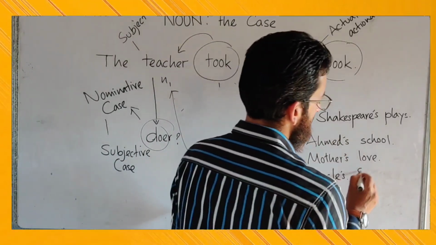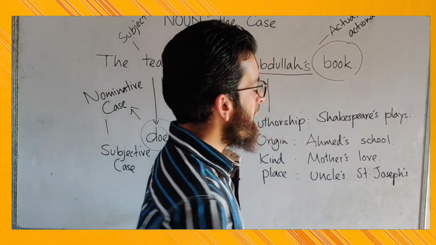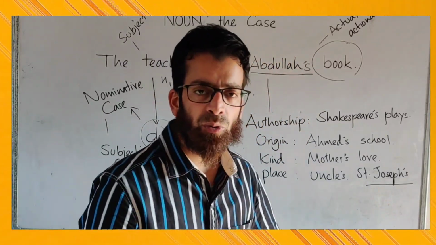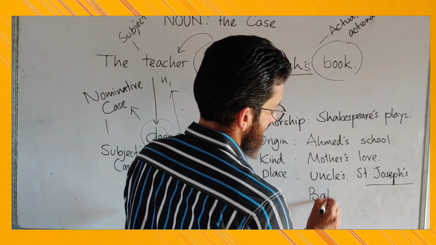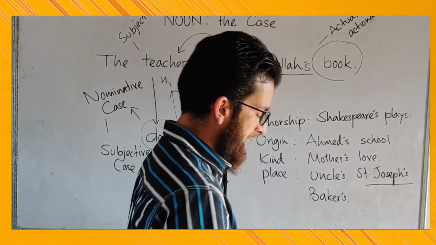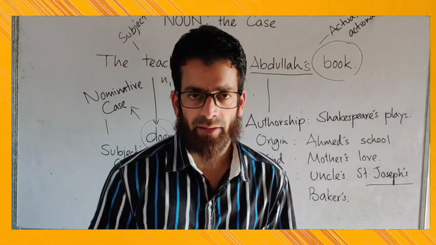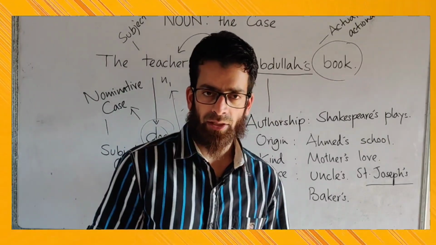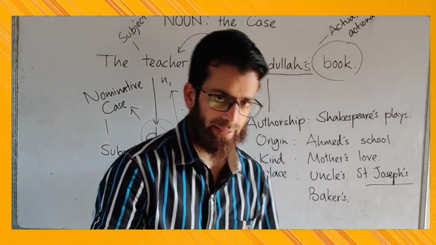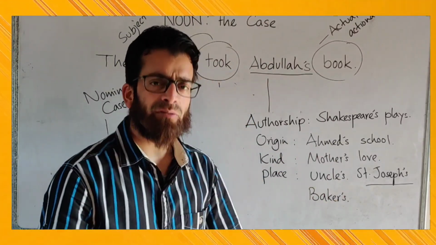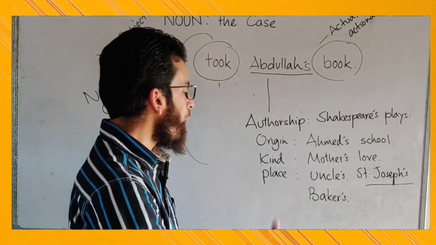Or if you say St. Joseph's, it may be the name of a hospital, it may be the name of a school, it may be the name of a college. So you can say baker's. It means when you are going to a baker's to buy some bread, you can simply say I was at baker's. So these possessive cases of these nouns do not reflect a possession. Rather, they simply show an origin, a kind, authorship, or a place.